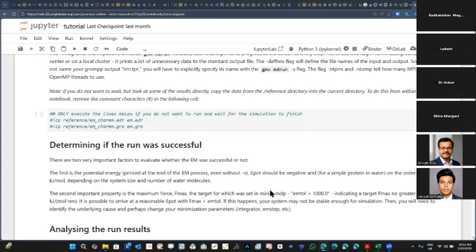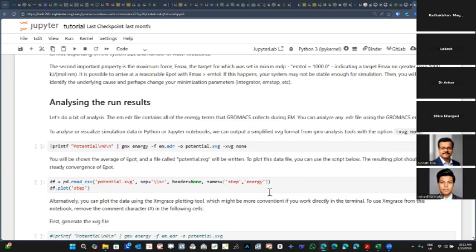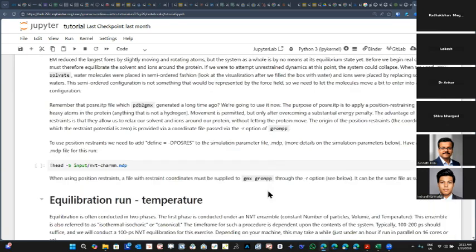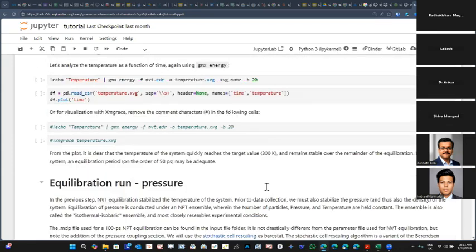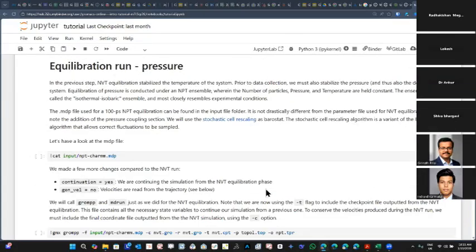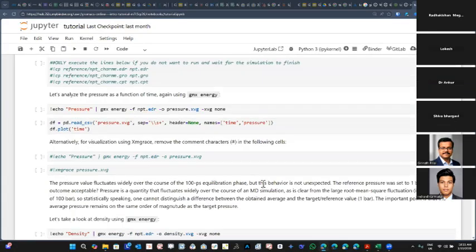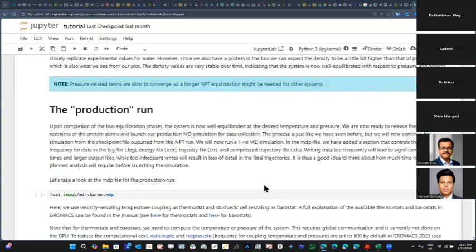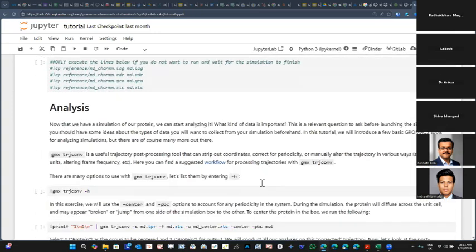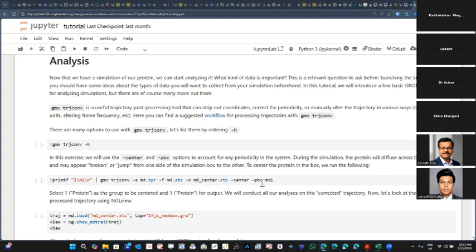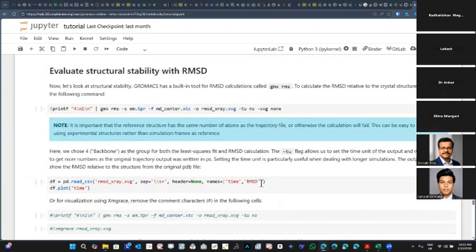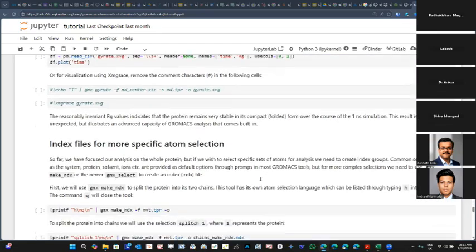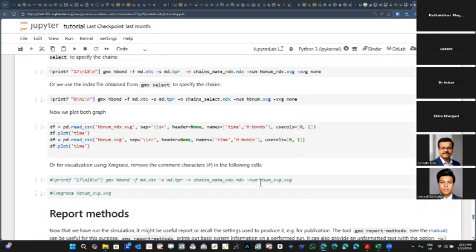Energy minimize, and once it is successful, because we have to check if it is successful, we want to do the position constraints and do an equilibration run for temperature and pressure. I did mention all these things in the slides just a few minutes back. Then after the equilibration is done, we do the production run. And based on the production run, we have to do a few analyses. In these analyses, we will be talking about your RMSD, whether it has converged, RMSF, radius of gyration. All these things will be analyzed here.